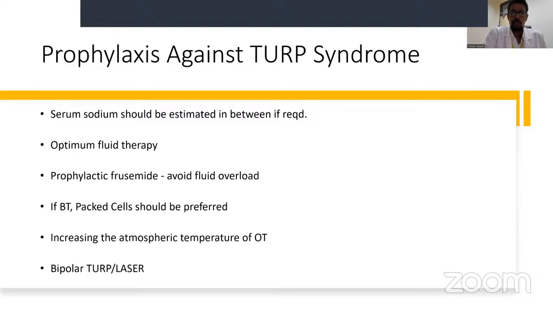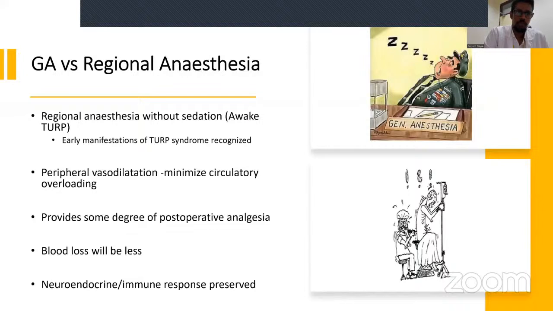Optimum fluid therapy: do not push in a lot of IV fluids. If required, we could manage with some kind of diuretic therapy in between, so prophylactic furosemide could be used. If we need to give a blood transfusion, again, packed cells are better because they give less fluid. The ambient temperature of the OT should be kept optimum so the patient does not have hypothermia. And of course, the use of bipolar TURP or laser, especially in larger glands, would avoid this TURP syndrome to a large extent.